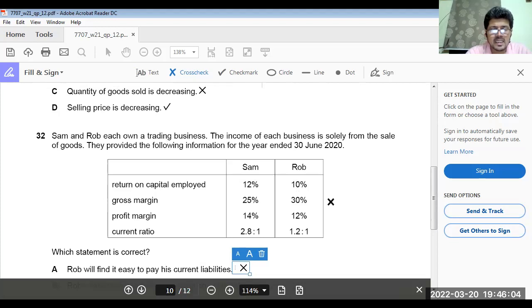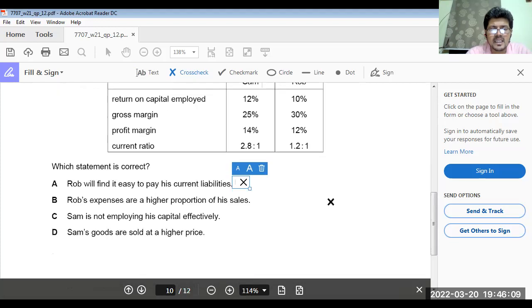But see, Rob's gross profit is 30%, and gross profit of Sam is 25%. Profit margin is 12%. Profit margin is 14%. Rob's expenses are a higher proportion to sales? No. Sam is not employing his capital effectively? No, his return on capital employed is 12%.